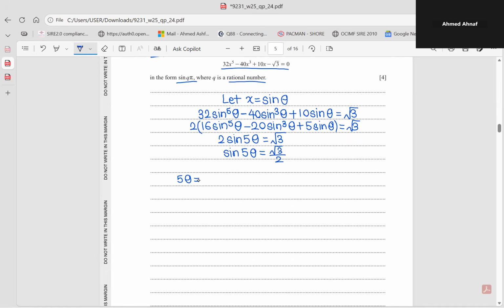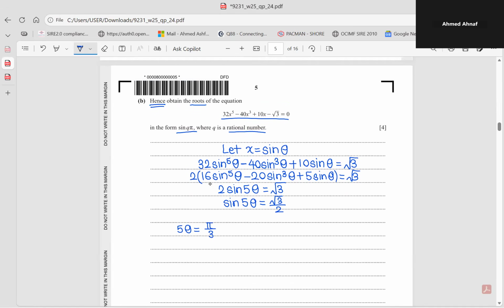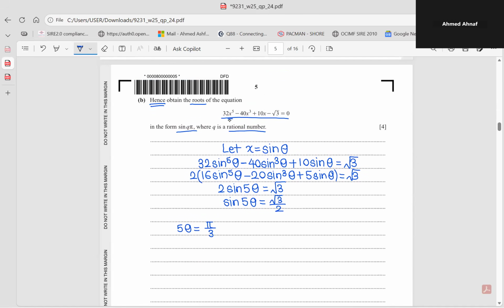Just take out your calculator and type in sine inverse of square root 3 over 2. Make sure the calculator is in radian mode. So the first answer that we get is pi over 3. And remember that since the degree of this equation is 5, you're supposed to have 5 values of x, and therefore 5 values of theta, and therefore 5 values of 5 theta as well.